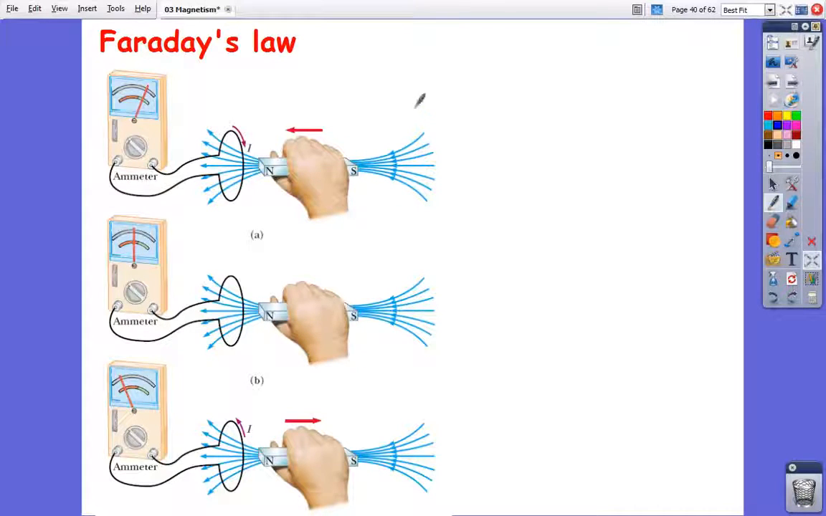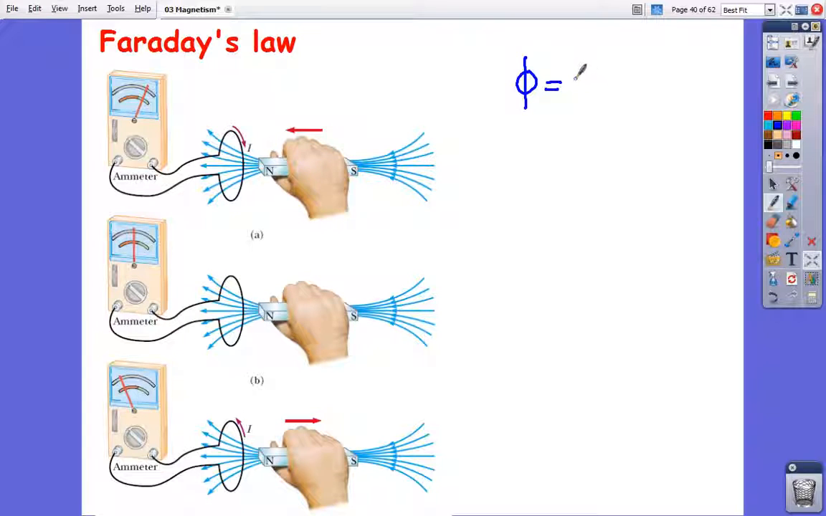Here on the slide we have a picture showing a bar magnet being held by a hand, and then there is a loop of wire connected to an ammeter. As you can see, the bar magnet has magnetic field lines going from north to south. These field lines going through this area are actually called magnetic flux.